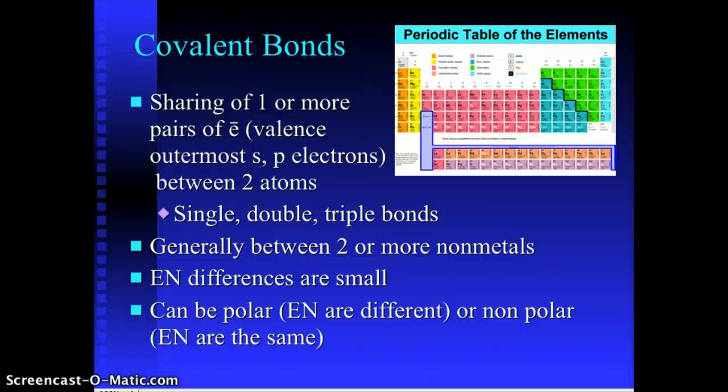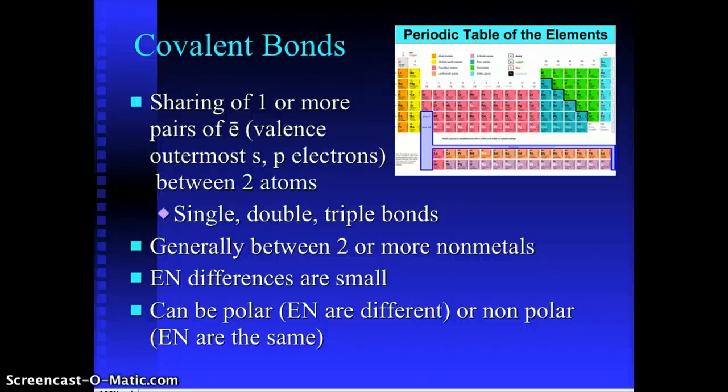The electrons that they share, again, are the valence ones. We've been using this word a lot. Valence, again, are the outermost electrons. For the covalent case, those are the s and p electrons. So you've got two atoms that are sharing their outermost electrons, and it just makes them more stable that way. When they do this sharing, that sharing is called a bond. They can share bonds in the form of single, double, or triple bonds. We'll get into those in just a second.